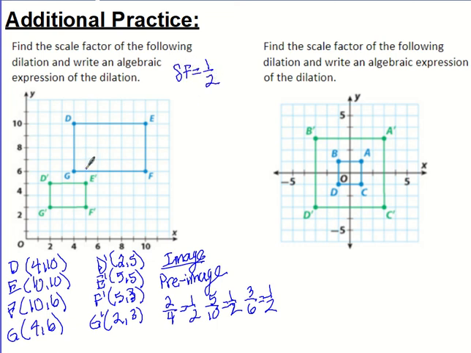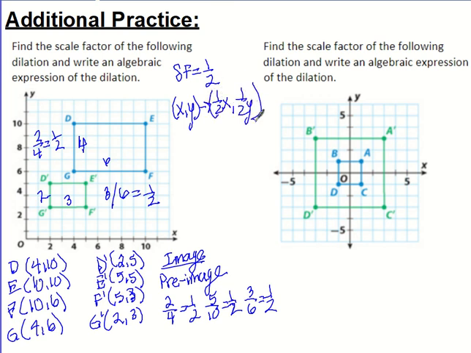We also can check that with the side length. So it was 1, 2, 3, 4, 5, 6. It's now 1, 2, 3. Well, 3 over 6, right? Image to pre-image is a half as well. So I can check that too. And then here, 1, 2, 3, 4, 1, 2. If I check 2 over 4 for the side lengths, it's also a half. So everything is a half. So that's how I know it has to be that. So then if we write our rule or our algebraic expression, we're going to go (x, y) goes to (a half x, a half y).